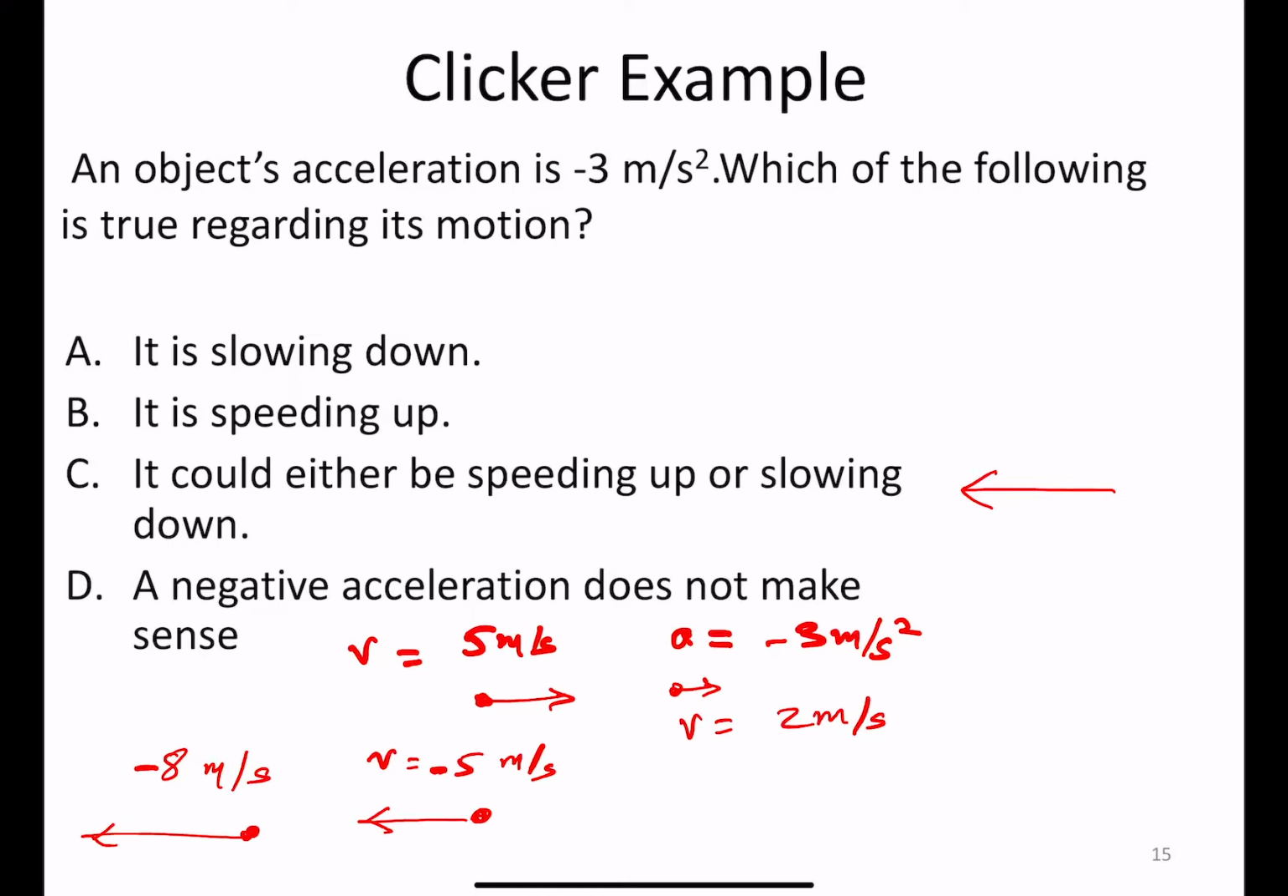So if the object were moving along the negative x-axis, then an acceleration of minus 3 meters per second squared would actually make it speed up. Whereas if it were moving in the positive x-axis, then an acceleration of minus 3 meters per second squared would make it slow down. And so the correct answer is C. It could either be speeding up or slowing down.